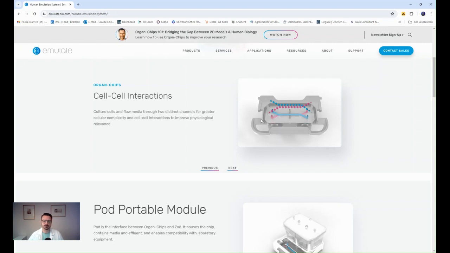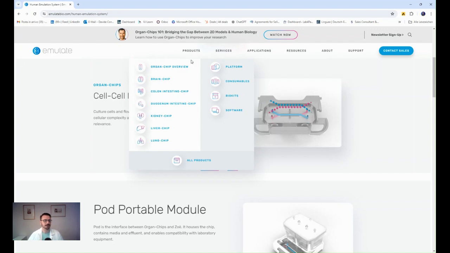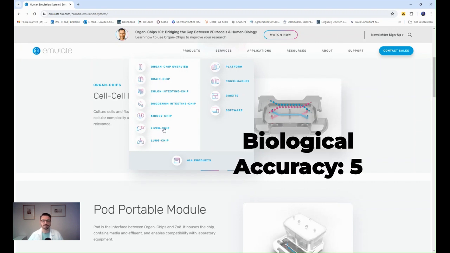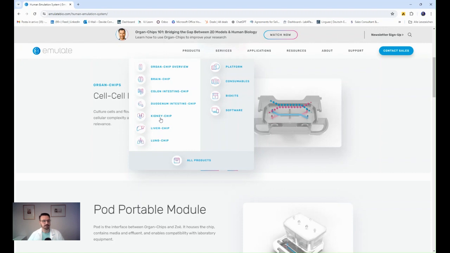In terms of biological accuracy, since they are so focused on the particular assays and the particular tissues, this is definitely a 5. They have the downside that these are single organs, but we'll see this afterwards. But this is in terms of biological accuracy.